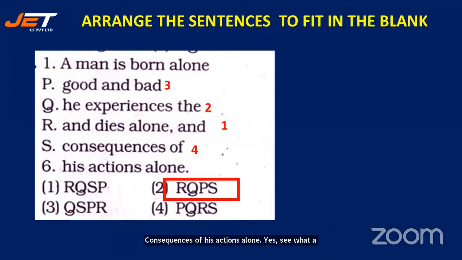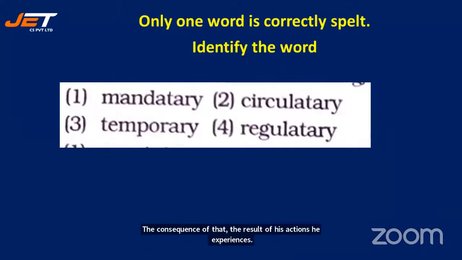So today all heart-touching sentences are coming, isn't it? So when a man is born, he's born alone, isn't it? And when he dies, he goes alone. And in between his birth and death, what is it that he experiences? Whatever his actions are, good or bad, the consequence of that, the result of his actions, he experiences. All right, with that note, let's move on to the next category.